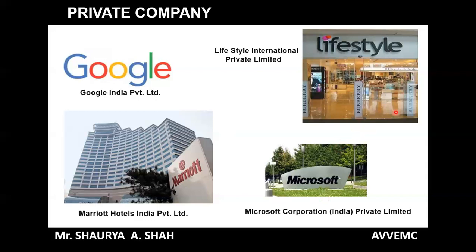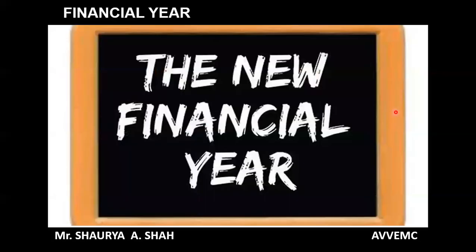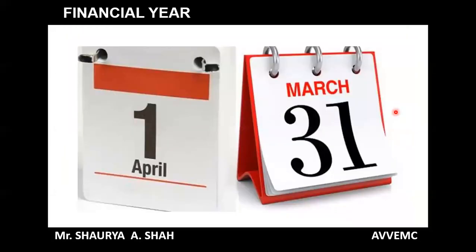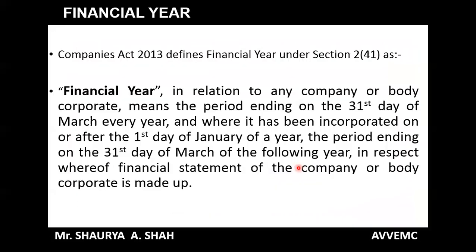Let us have a glimpse over what we did in the past two lectures quickly, so that your lecture is brushed up. Fine. We saw the very first thing in this chapter, your financial year, right? Now financial year, the term itself says it is from 1st April to 31st March. Again, what was your financial year in relation to any company? Section 2 subsection 41 gave you that definition. It is the period ending on 31st March every year, and where a company has been incorporated on or after the first day of January, the period ending on 31st March of the following year, right?